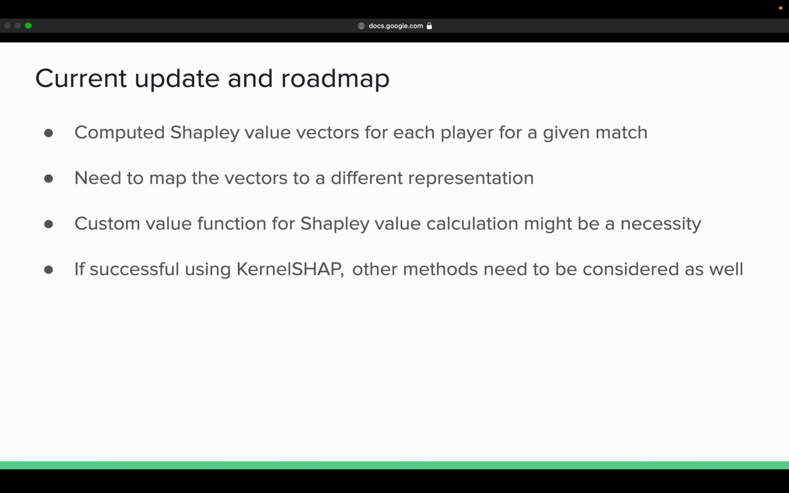If Kernel SHAP is successful, other approaches based on the data would need to be considered as well. Because the best model here was XGBoost, I might need to try Tree SHAP as well.